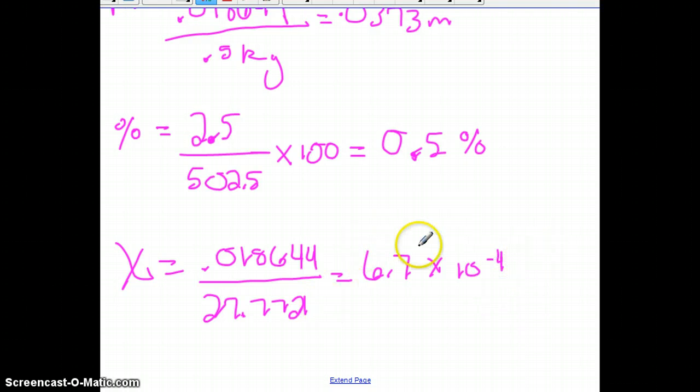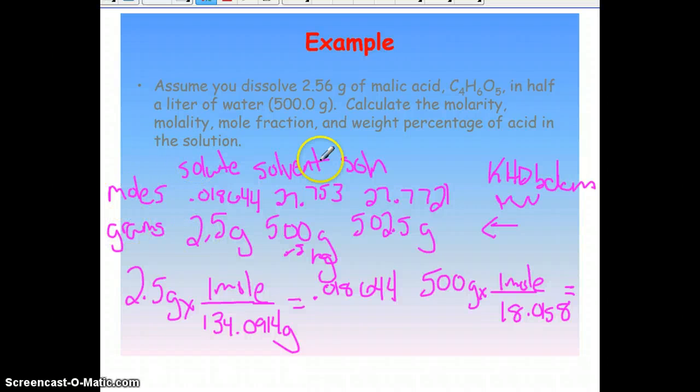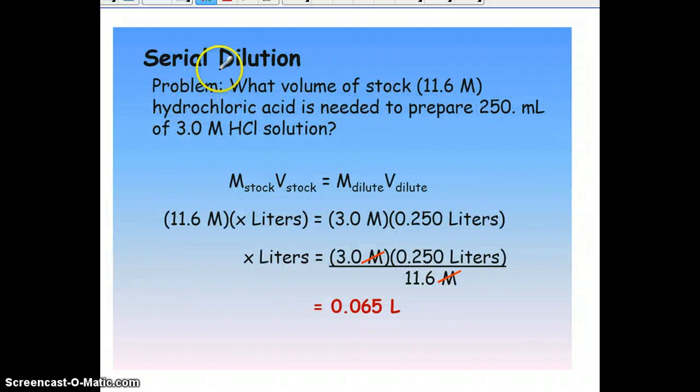So that's a very small amount because we had a very small solute amount. That's how you have to break it down. First make a chart: moles, grams, solute, solvent, solution, total. Fill in all these values, and then you can just plug them into your equations. Makes life way easier. The last one is going to be serial dilution.